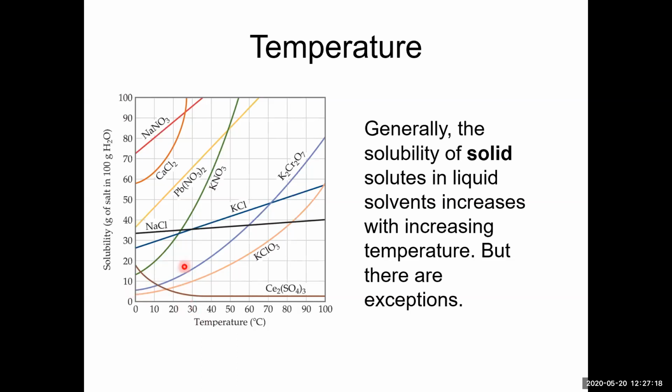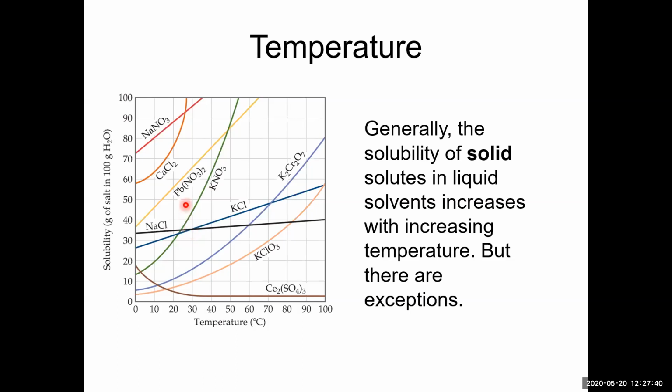So let's just go straight up to this line here, sodium chloride. It's got a solubility of about 35 grams in 100 grams of water. That means if I had 100 grams of water, I could put 35 grams of sodium chloride in it and it would still dissolve, it would keep dissolving. If I put 36, that last 1 gram wouldn't dissolve.